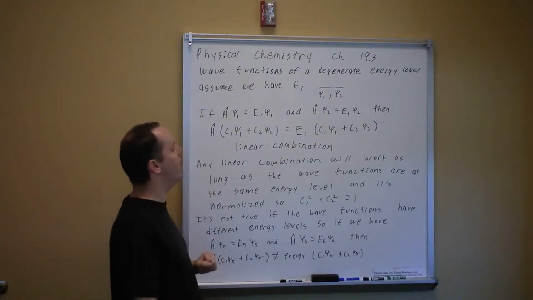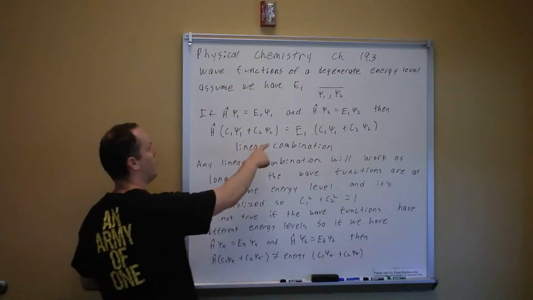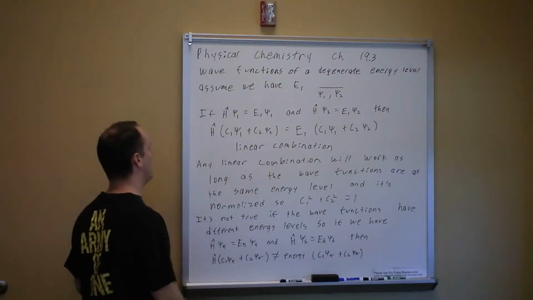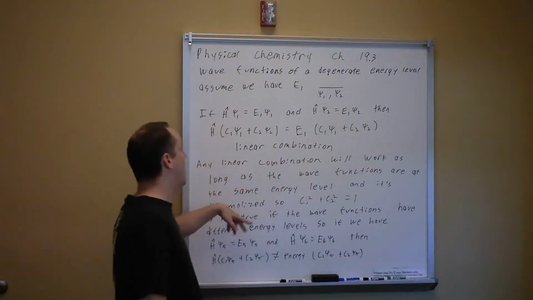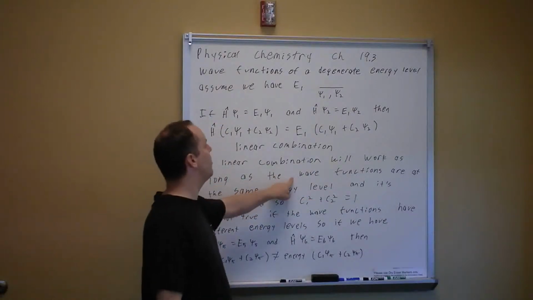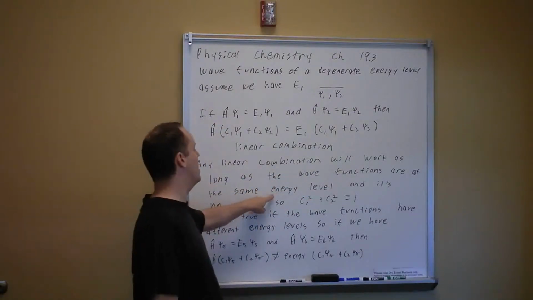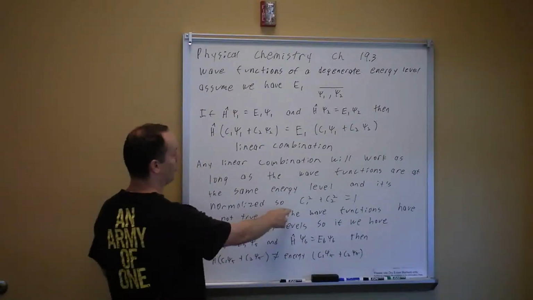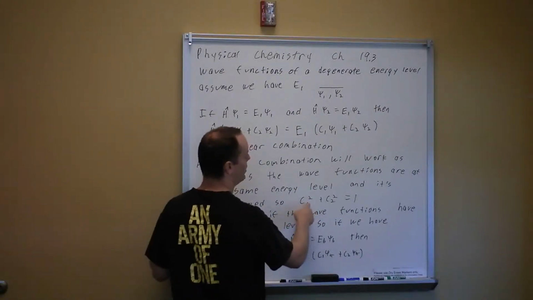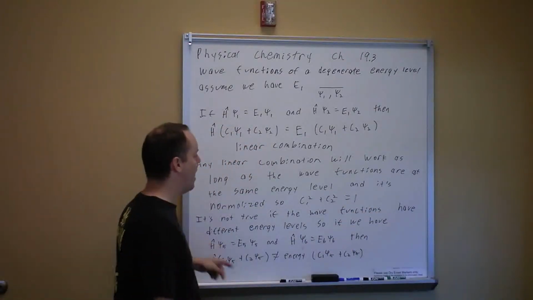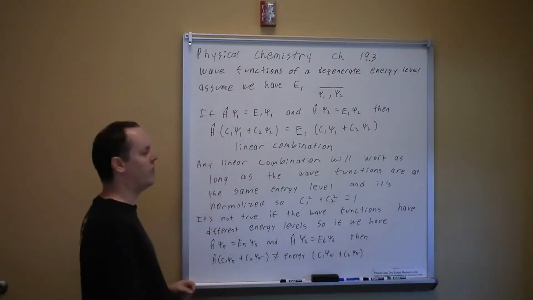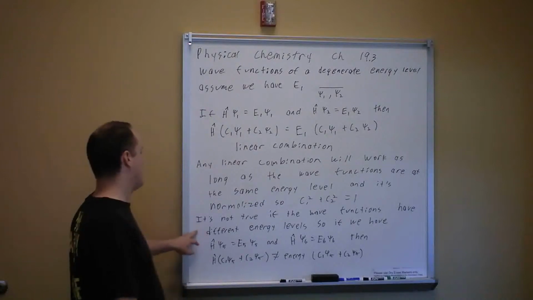And you can do it with 3, 4, 5, etc. more functions. You just have more constants, C3, C4, etc. Now, any linear combination will work for this, as long as, one, we already said those wave functions have to be at the same energy level, and two, you have to normalize it. So C1 squared plus C2 squared plus C3 squared all the way to Cn squared have to equal 1 so that your function stays normalized.